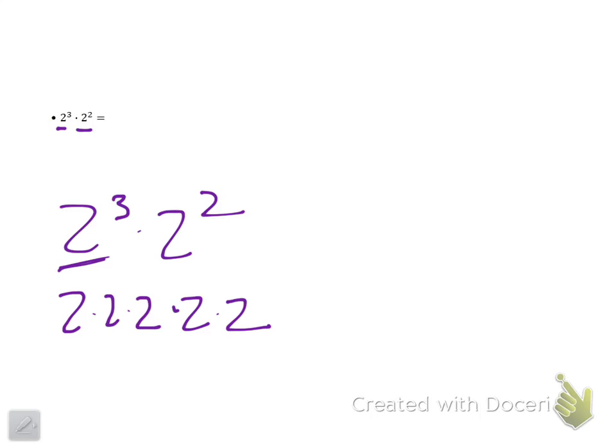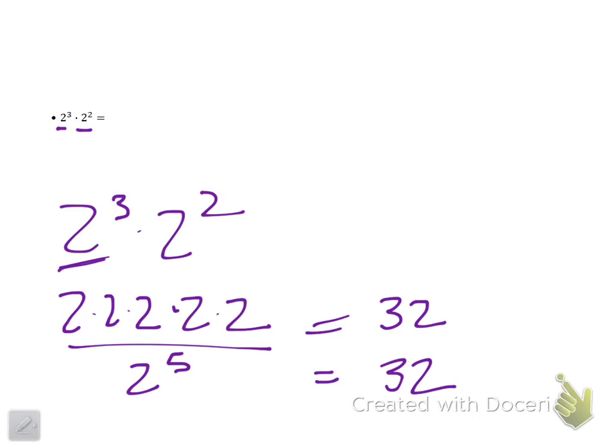If I wanted to combine it to make the short way, there's 5 of them, so it's 2 to the 5th. If I did it, it'd be 2 times 2, which is 4, times 2, which is 8, times 2, which is 16, times 2, which is 32. If I plug 2 to the 5th in the calculator, I get 32 as well.